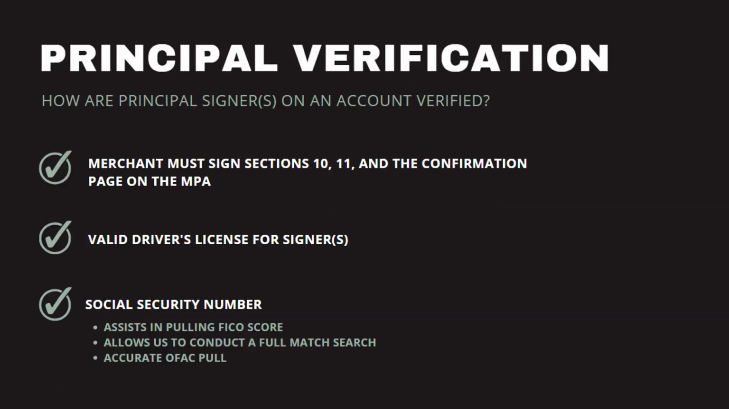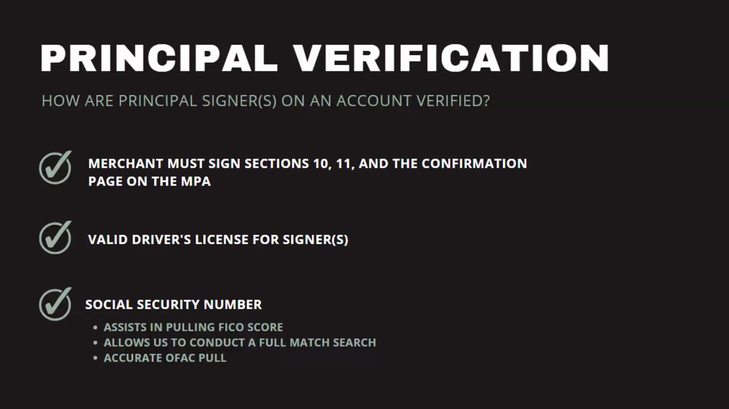So how do we do that? So have the merchant sign the personal guarantee, the MPA in sections 10 and 11, and the confirmation page. This provides us permission to pull credit and match and shows us the merchant is willing to guarantee the account. Secondly, send in a driver's license. This helps us validate signatures and confirm the home address.